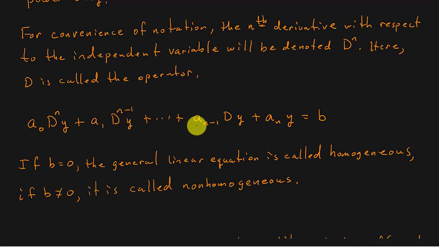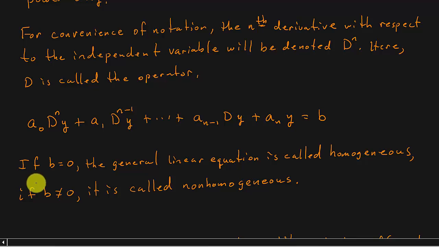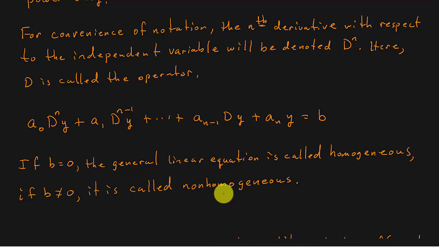It's just different notation. And if b is equal to 0, the general linear equation is called homogeneous, and if b is not equal to 0, it's called non-homogeneous. This video is only going to deal with homogeneous equations. I'll have another video you can check in the playlist. It'll be non-homogeneous.